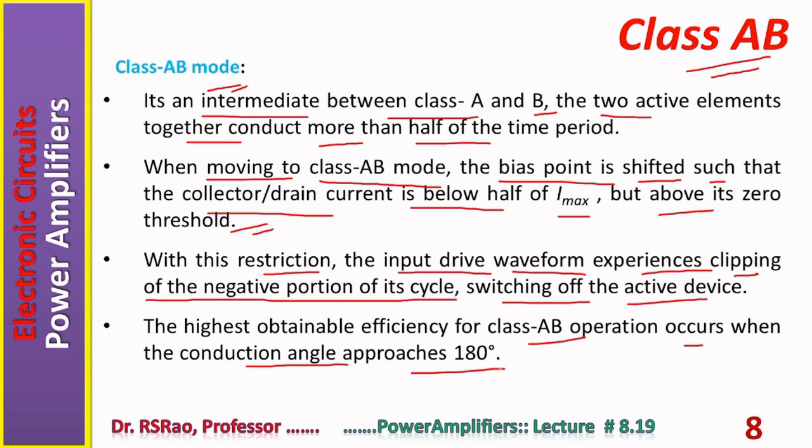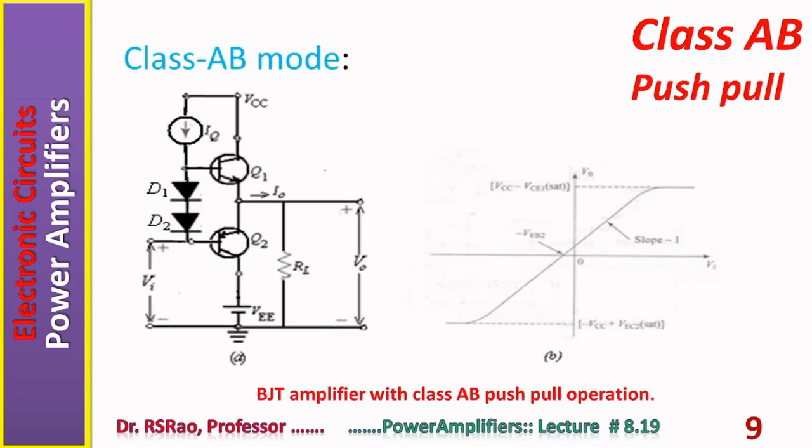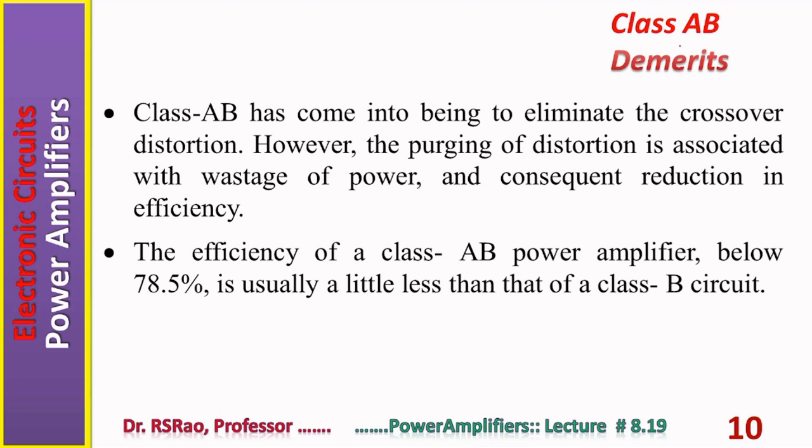But then class AB becomes class B. When conduction angle is 180 degrees, it is class B operation. Here is shown the circuit. In class AB mode also two transistors Q1 and Q2. In B is shown transfer characteristic, Vi, V0 characteristic. Demerits are there for class AB also.